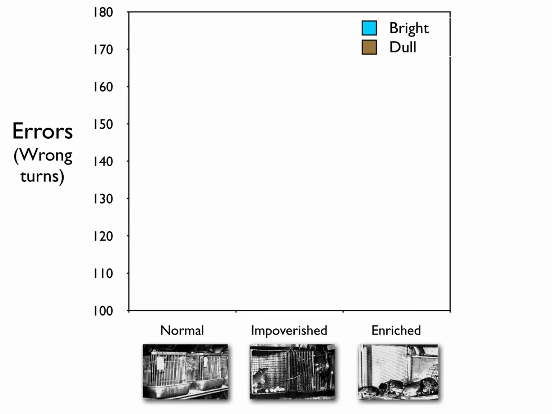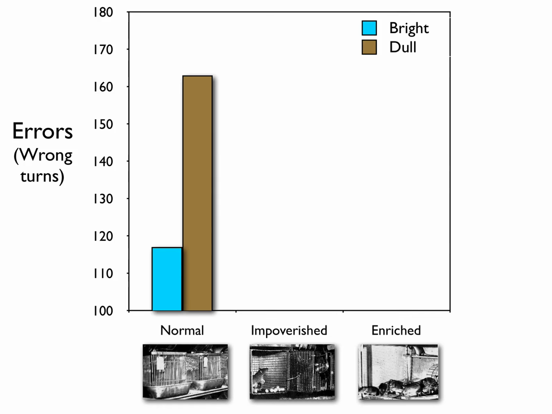Now, the normal environment is the same environment that the original study was done in. And so when they're run through the maze, you can see that, yes, you get the same kind of separation that you got in the original study, as predicted. So you have our maze-dull rats that are making a lot of errors. That would be the brown bar. And the maze-bright rats making fewer errors. That would be the blue bar.